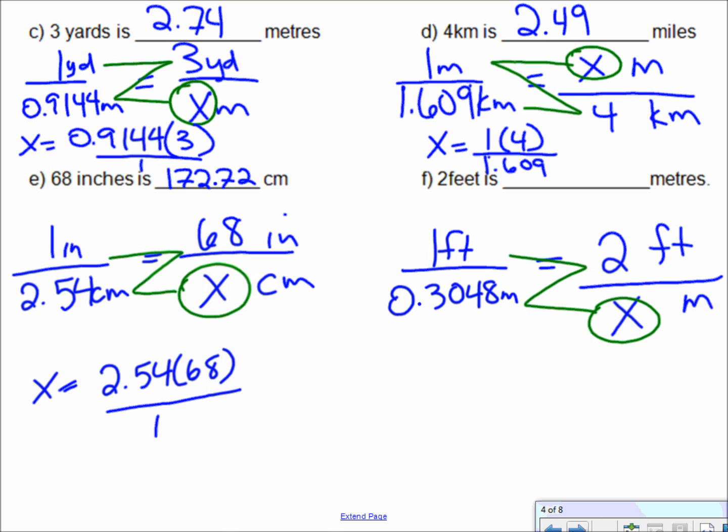I draw my Z. I get X equals 0.3048 times 2 divided by 1. Sorry if I'm going fast.